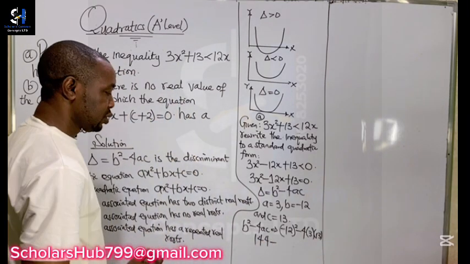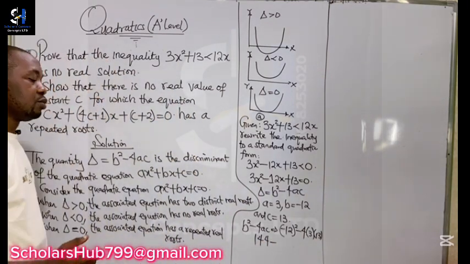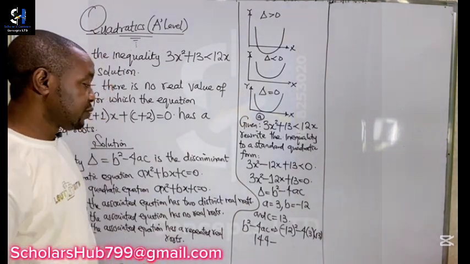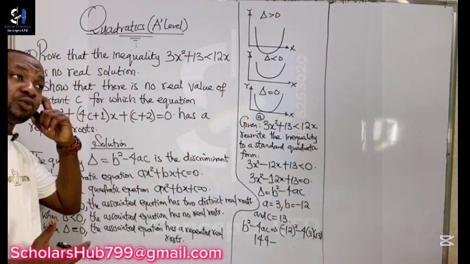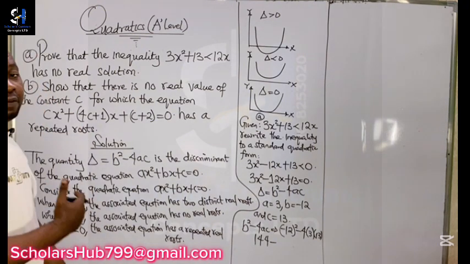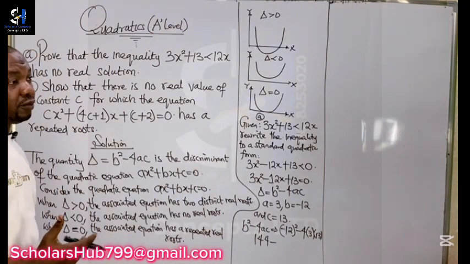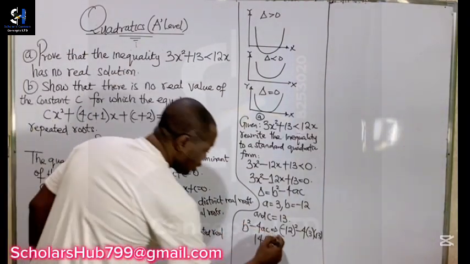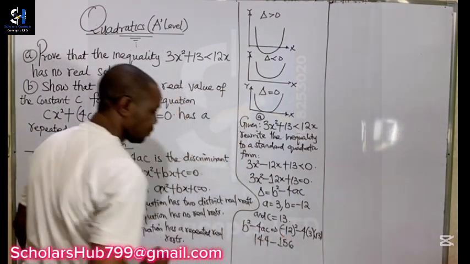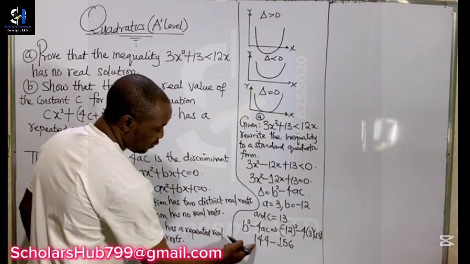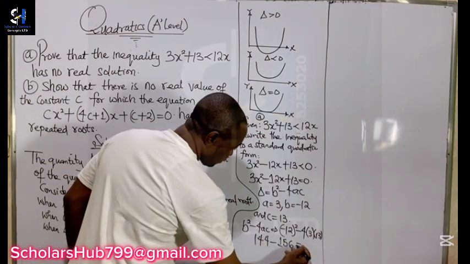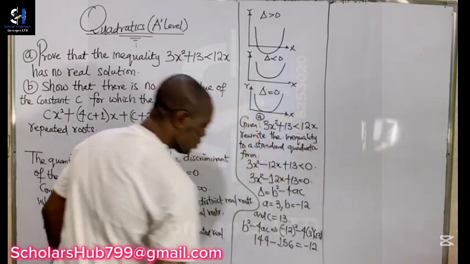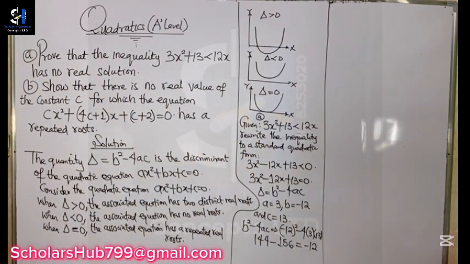So this will be 144 minus, we have 12 times 13, because 4 times 3 is 12. So 12 times 13: 12 times 12 is 144, 144 plus 12 will be 156. So this will be 156, and 144 minus 156 will be negative 12.